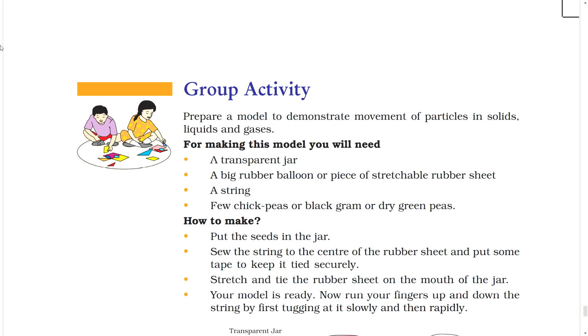How to make? Put the seeds in the jar, sew the string to the center of the rubber sheet, and put some tape to keep it tied securely. Stretch and tie the rubber sheet on the mouth of the jar. Your model is ready. Now run your fingers up and down the string by first tugging at it slowly and then rapidly.